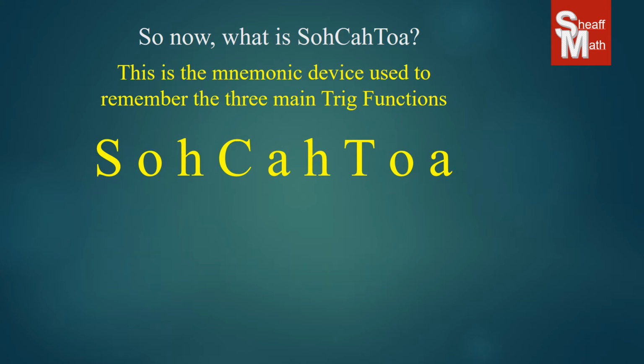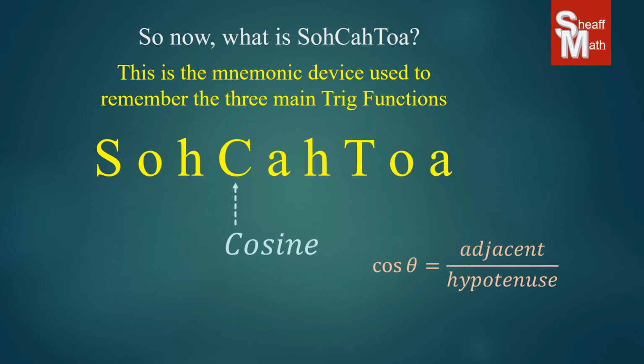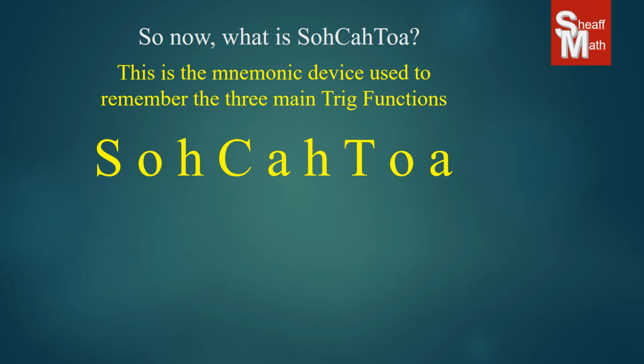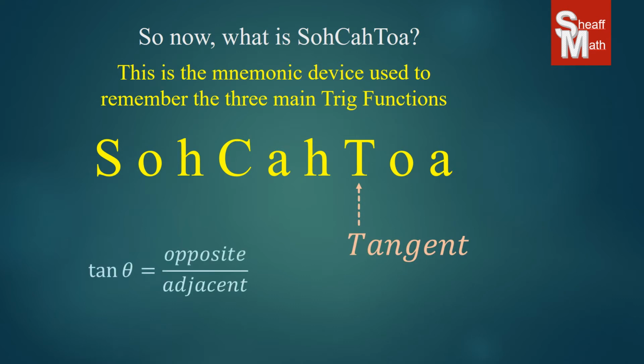The second ratio is the cosine ratio, and that is adjacent over hypotenuse. So, CAH. Then the third one is tangent, and the tangent of an angle is equal to opposite over adjacent. TOA. So you can see how this is going and what SohCahToa represents.